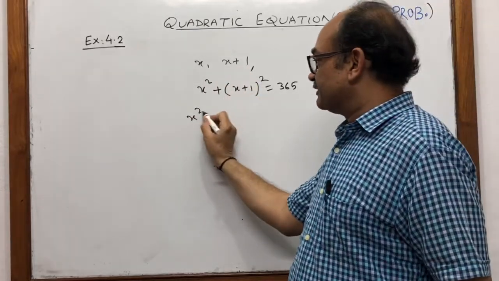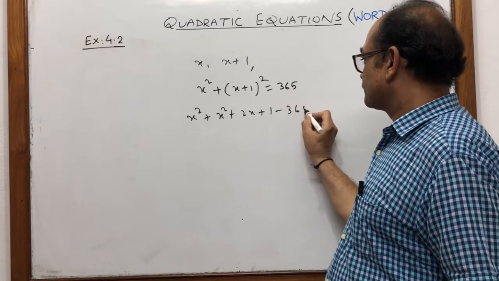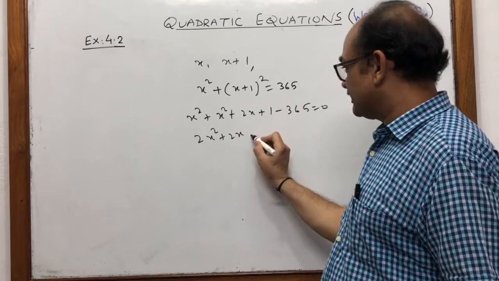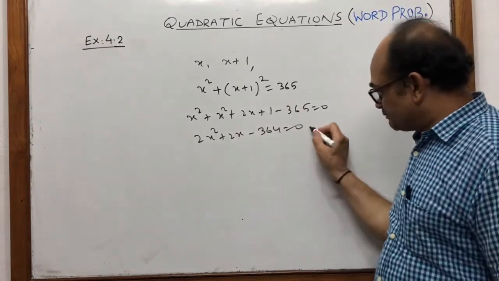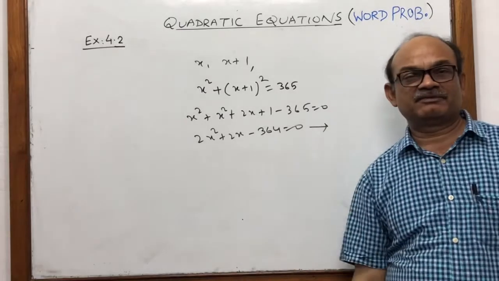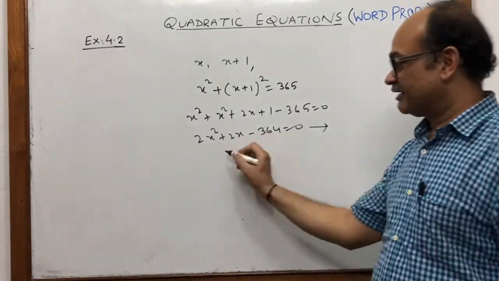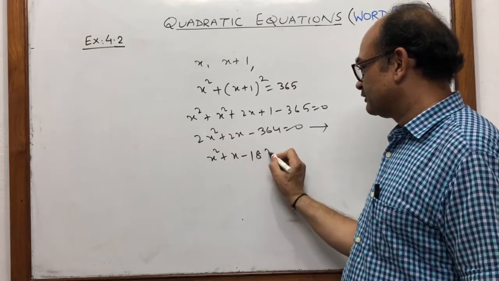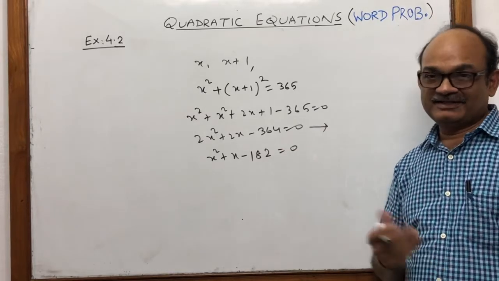Now if we expand it, what are we getting? In the form of quadratic, 2x square plus 2x minus 364 equals 0. And at this point, if it is divisible by the same number, cut it. छोटा हो जाएगा, अपने को आसान हो जाएगा. So divide by 2. x square plus x minus 182. Again the same numbers, 13 and 14.